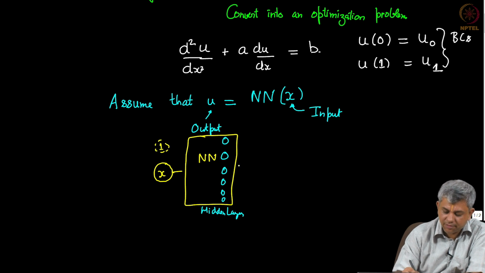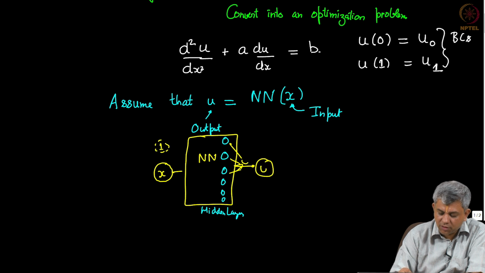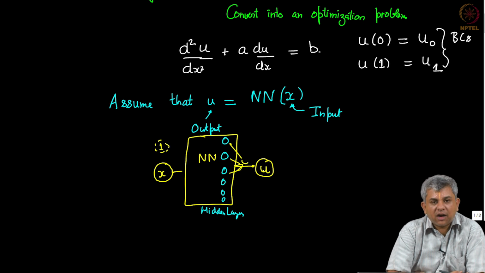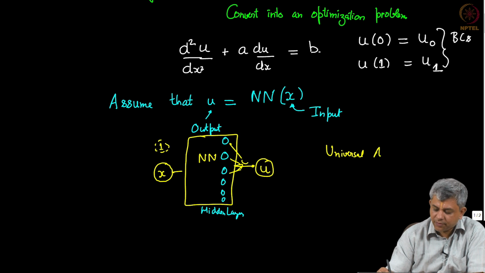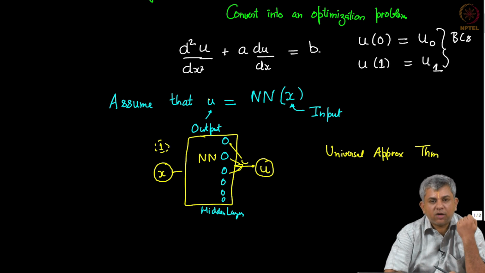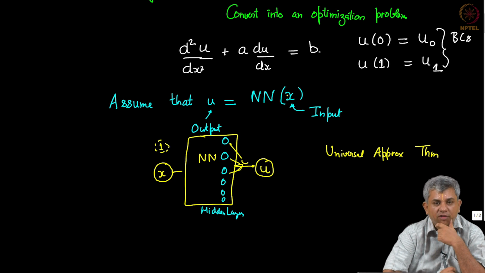And after all this, you get U as output. Okay. Now, why is it possible? Regardless of which differential equation it is, we know from the universal approximation theorem that I can always approximate the solution of U arbitrarily closely by a neural network. Okay. So, because that is possible, I can always assume that U is some neural network of X.